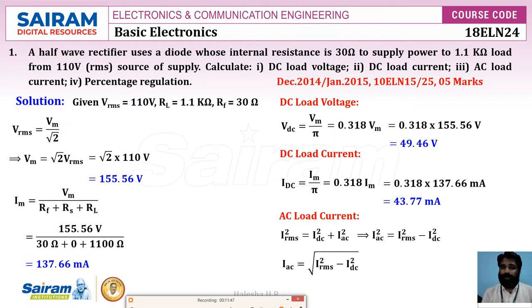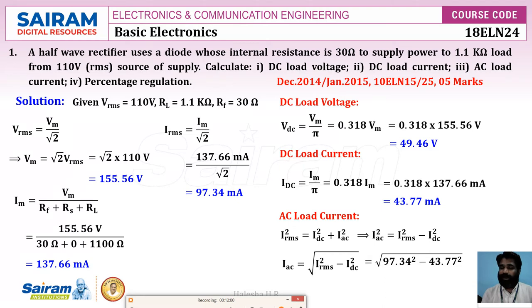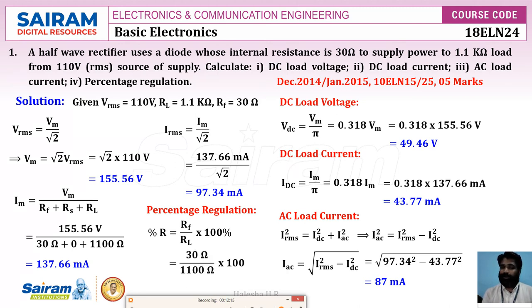Substitute IRMS and IDC. We don't know IRMS, so find IRMS first. For a half wave rectifier, it is IM by 2. Substituting the values, you will get IRMS. Then you substitute the IRMS value and IDC value in IAC. So this is the corresponding IAC value. And the percentage regulation is RF by RL into 100%. So substitute the values and this is the regulation.